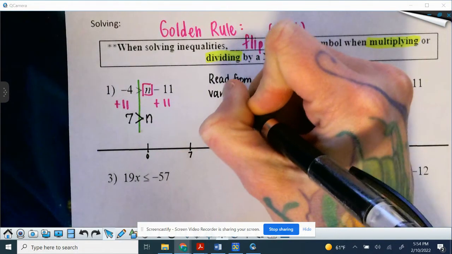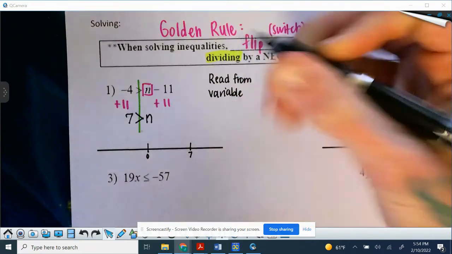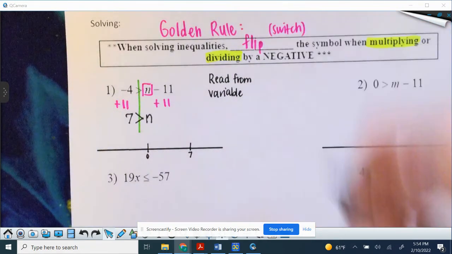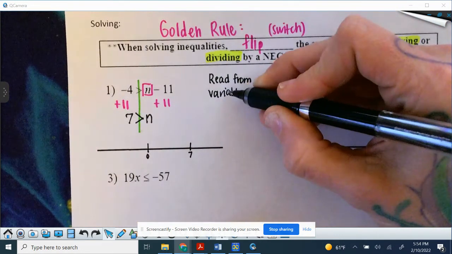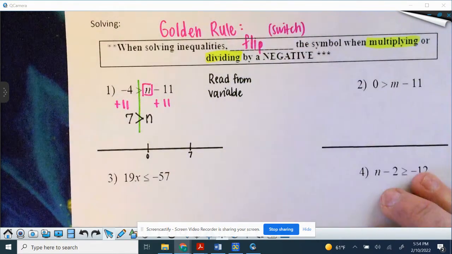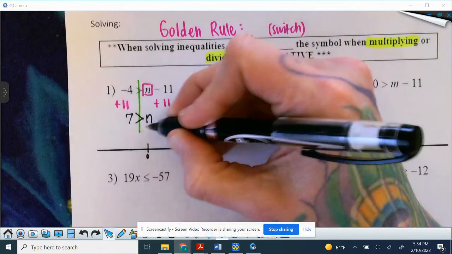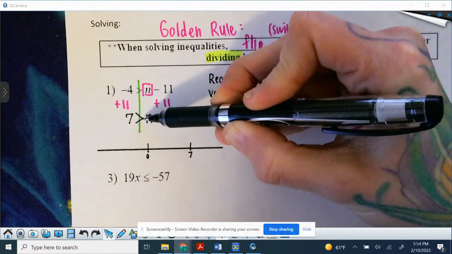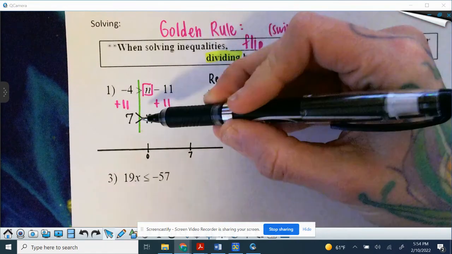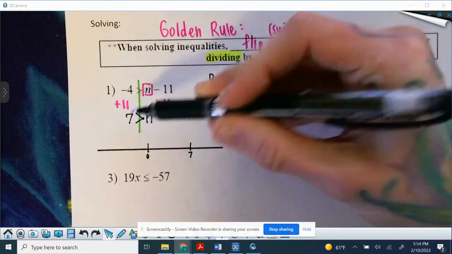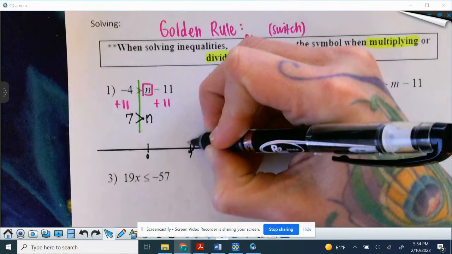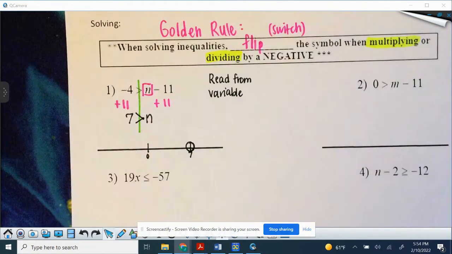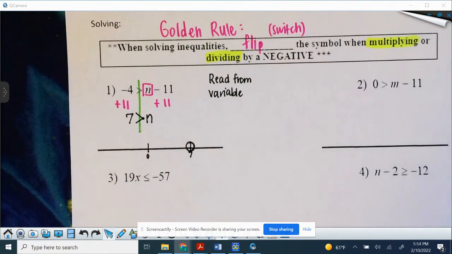So whichever side. Yep, that looks like a D, sorry. V-A-R-I-A-B-L-E, variable. Read from the variable. So in this case, we're going to read from n. So we're going to read backwards. N is less than, because it's the butt of the inequality. N is less than 7. So we know we have an open circle at 7 because it's not equal to. And then we are going to shade in the direction where n is less than 7.